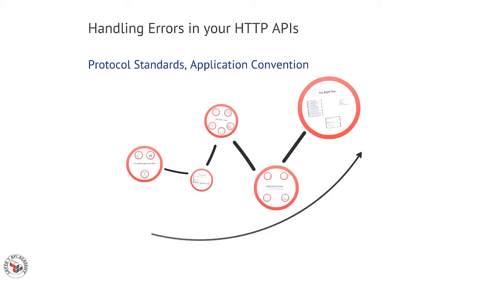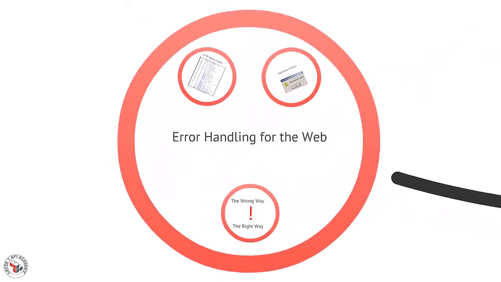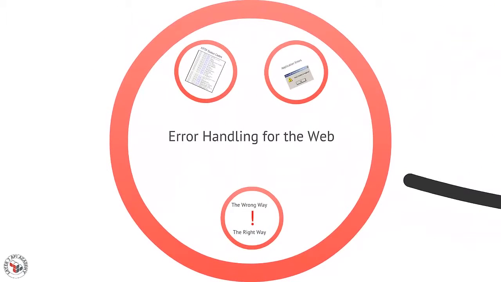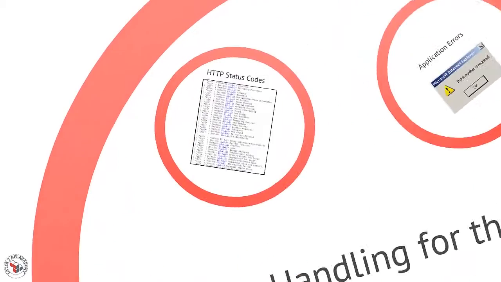Okay, in this episode I want to talk about handling errors in your HTTP APIs. And that really covers two things, protocol standards and an application convention. So what we're really talking about is error handling on the web. And that takes a couple of things.